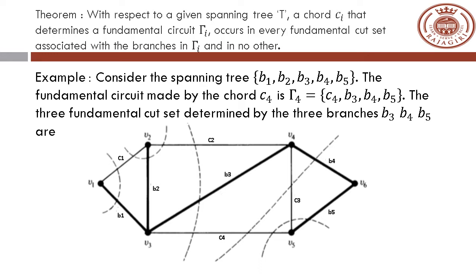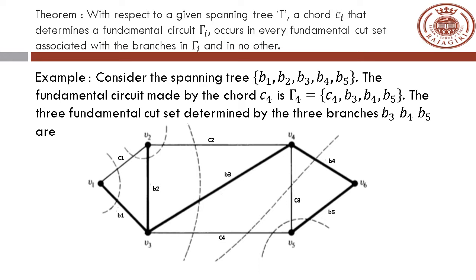Suppose you are given a graph G which is connected, and we can form a spanning tree from the given graph by forming an acyclic graph. It is a subgraph of the given graph which is acyclic and connected. Consider the spanning tree with the edges denoted as B1, B2, B3, B4 and B5. These edges are called the branches of the spanning tree. The remaining edges in the graph G which are not in the spanning tree are known as the chords, and the chords are C1, C2, C3 and C4.